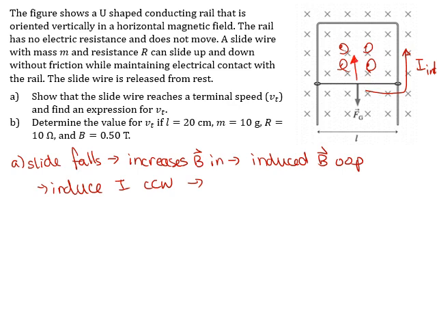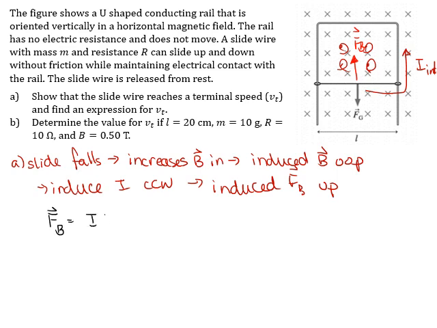Your thumb goes with your current, your index finger goes with your magnetic field, and your middle finger shows your force. When these two forces, the magnetic force and the gravitational force, are balanced, the acceleration will be zero and we'll get a terminal velocity. Let's find an expression for our induced magnetic force.